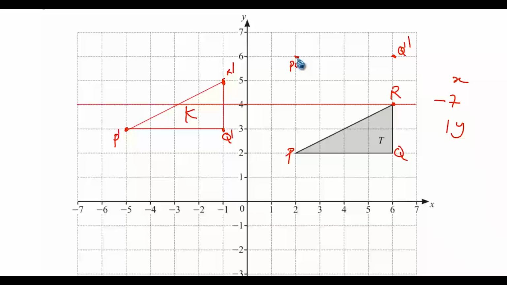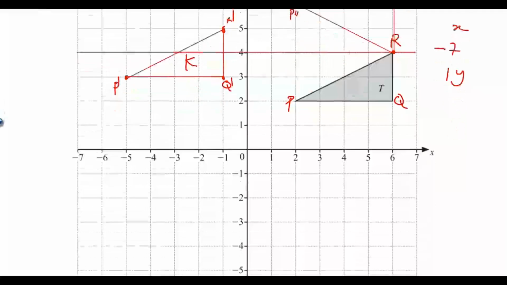From P double prime, let's draw to Q double prime. Draw like this. Then you can also draw this one from here like this and join it to point R double prime. And finally you join this to R double prime. So this is the image of the reflection.